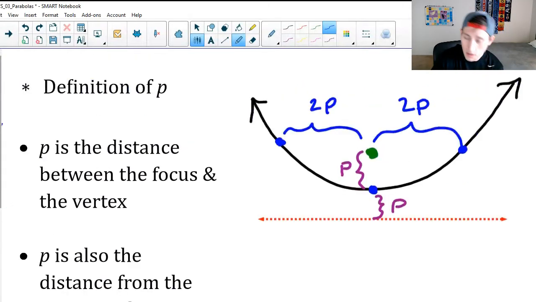We can also see if we start at the focus, that green point in the middle, if we go not just p, but 2p to the right and 2p to the left, that would also give us points on the parabola. All right, so these will be the main points. Those three blue points, and then the vertex and the directrix will be what we use to graph these parabolas from here on out.